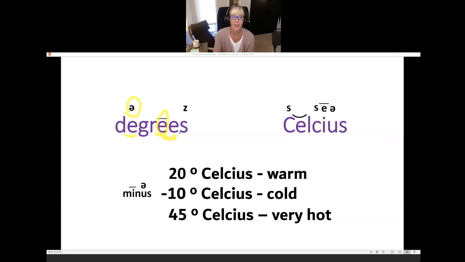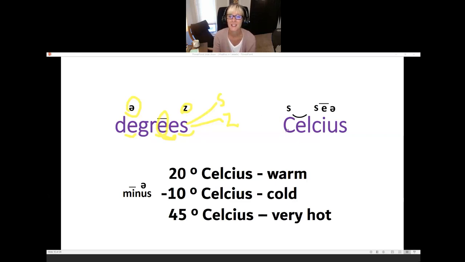Degrees. Here our S says Z. Remember that S can say S or Z. Because of the long E, we will say Z. Degrees. Too difficult to say S. Easy to say Z. Degrees.